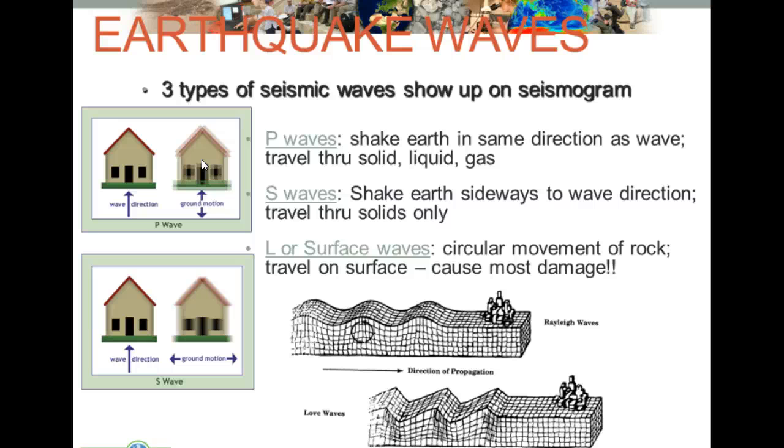S waves shake the earth sideways to the wave direction. Again, in the picture below it, we get a chance to see the wave direction, and we also get to see that it shakes it almost perpendicular to the wave direction. So get that down as well. And then the L or surface waves actually move the rocks in a circular direction, causing most of the damage. Now get these three motion descriptions in your notes.